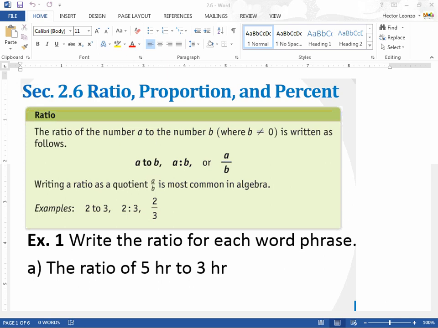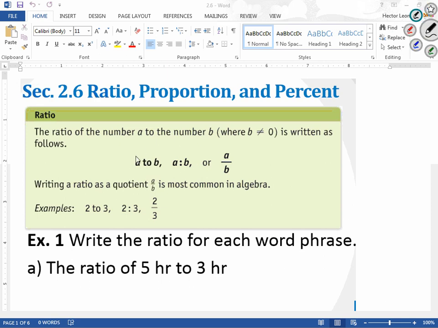A ratio is when we do part of something. There are a couple of ways we write ratios. We can write the words A to B. We can write A colon B or A over B. Either of these, the way we always read them is A to B.